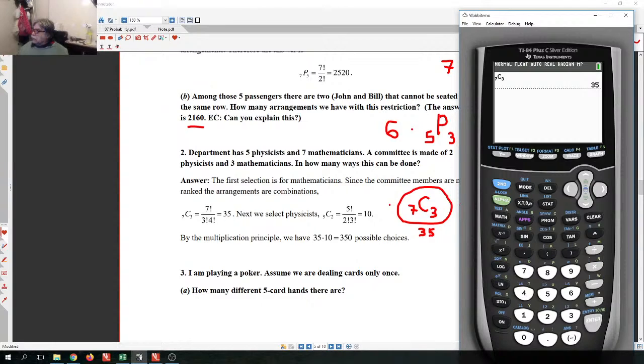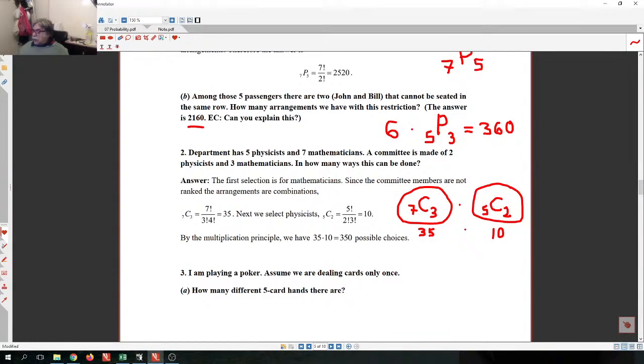Okay, so you have 35 different ways. 35 times 10 is 350 possible committees. If you're selecting 3 mathematicians out of a set of 7 and 2 physicists out of a set of 5 for the committee of 5 people, you have 350 different ways to select that committee. That's the answer.